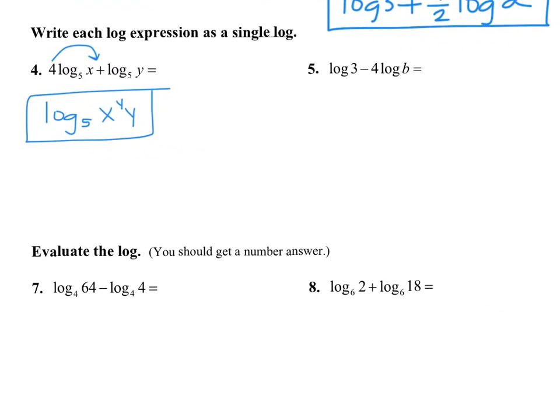Okay. What about this one? Number 5. It's going to be division. What's on top? So we know it's a log out in front. On top is 3. What's on bottom? B to the 4th. You guys are so good.